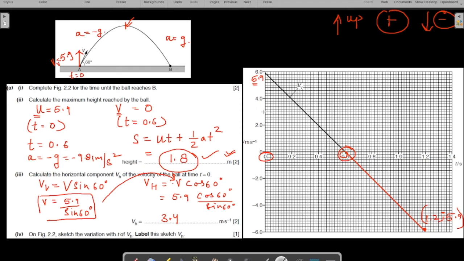So 3 would be somewhere here. 3.4, sorry, 3.4 would be here. So your graph would be a horizontal line which represents VH, which is 3.4. This is done.